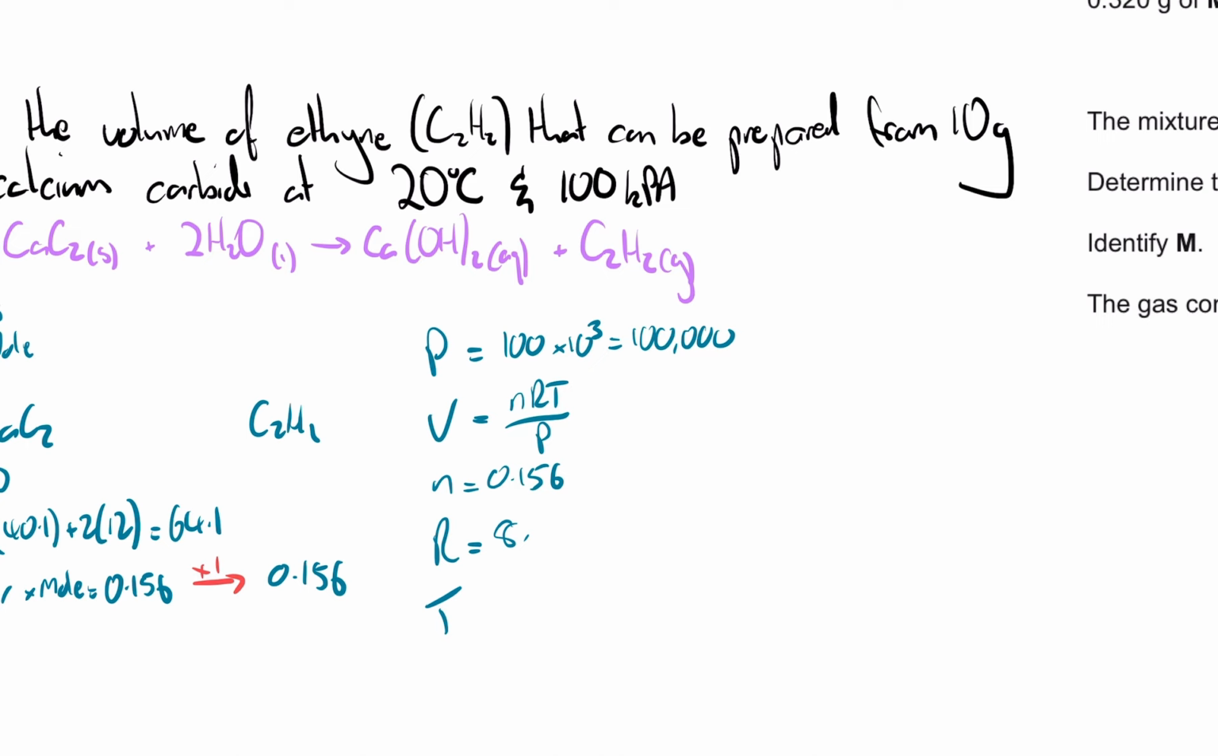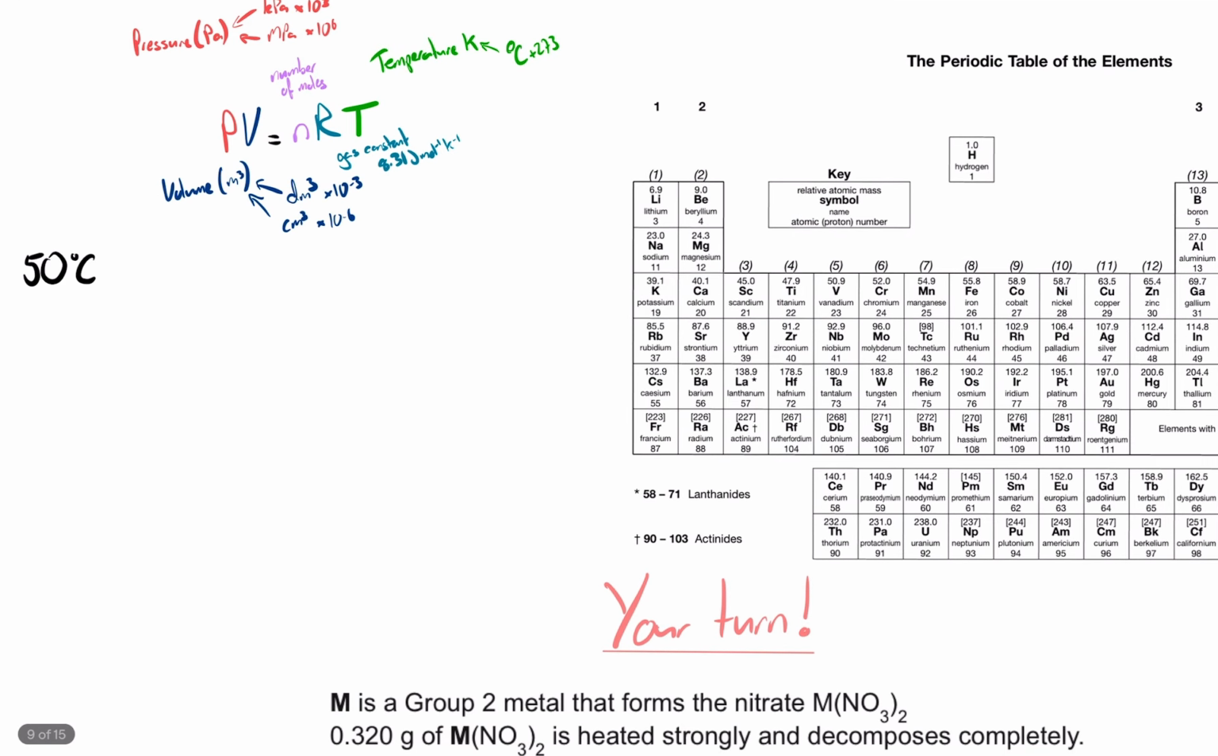R will be given in the question, 8.31. And T we're given 20 degrees centigrade. So we need to add, to convert to kelvins, 273.